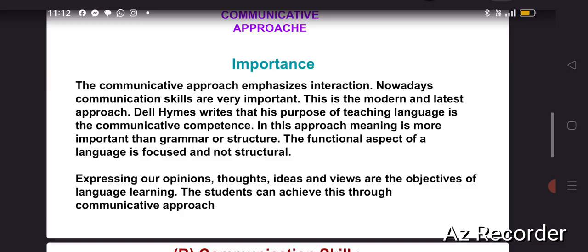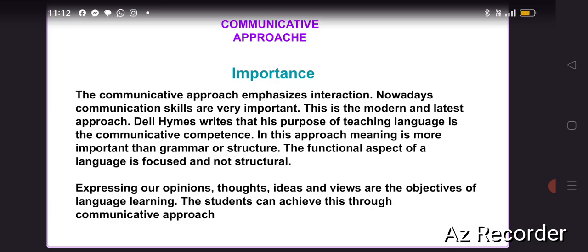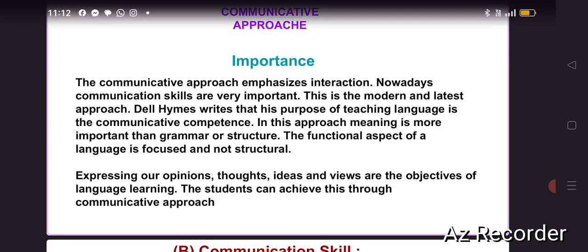So in structural sentences, when we speak, when we communicate, when we express our ideas, the grammatical rules are neglected. Okay, so the application of that grammar is what we do in the communicative approach. So the functional aspect of the language is focused. That is, how we apply what we speak is given importance. The expression is given importance rather than the grammar or the structure.